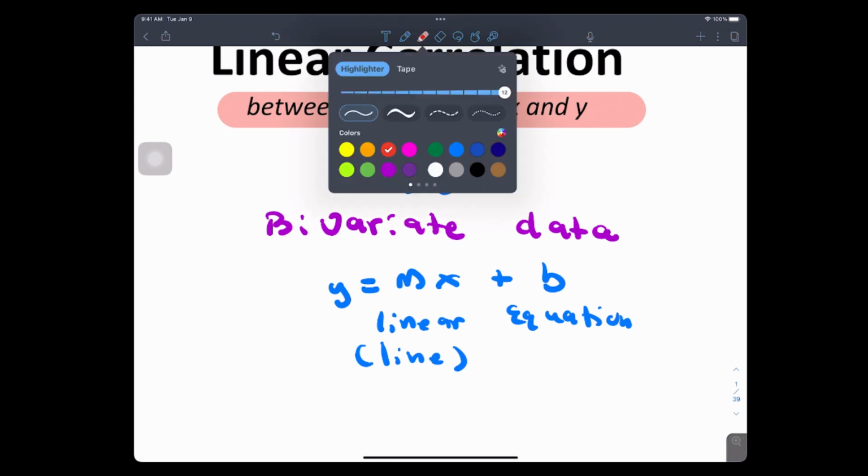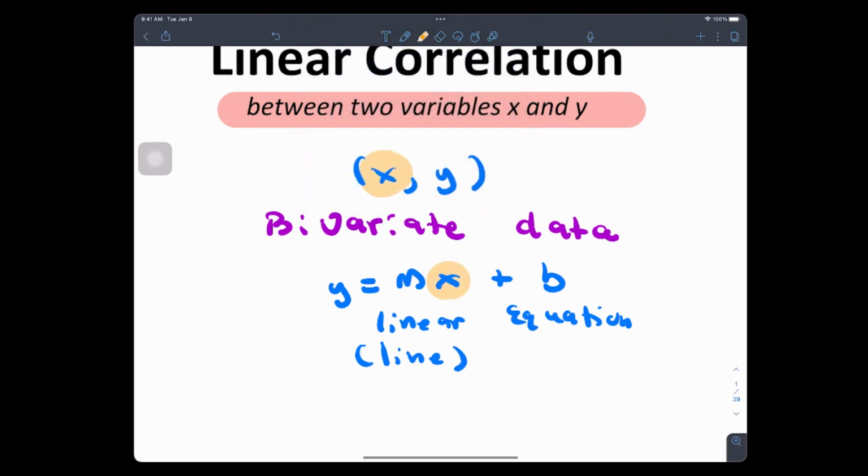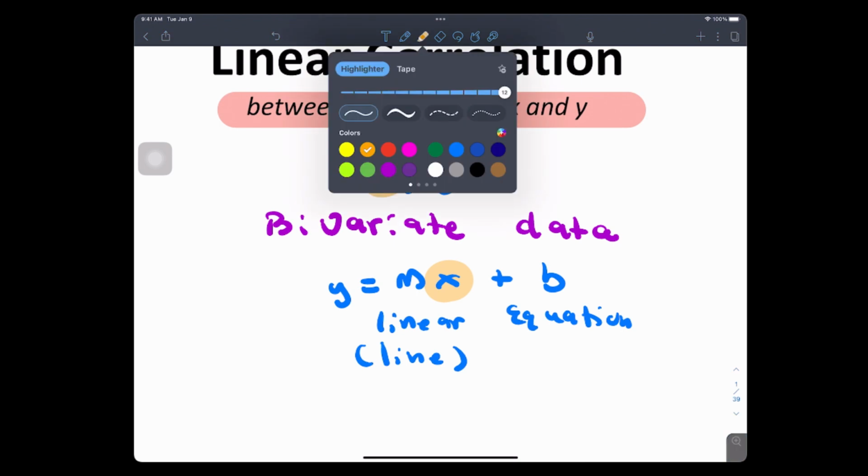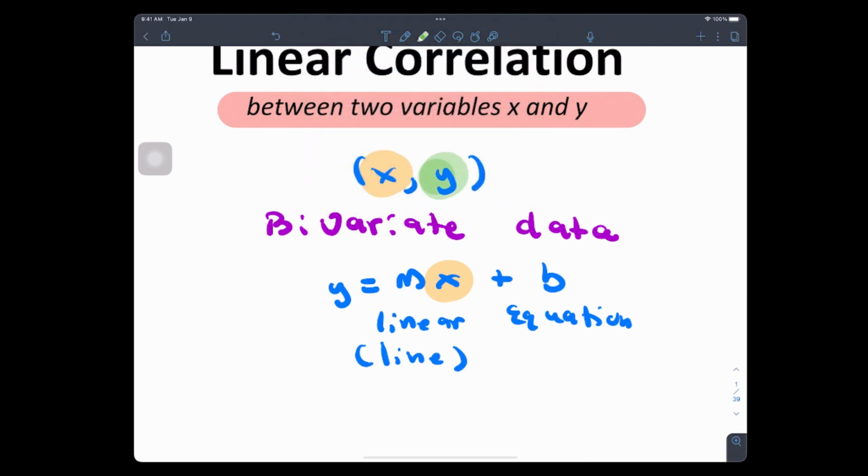So we have this X variable, and you have a Y variable. The X variable, in theory, can be controlled. So this is called the independent variable, X. X is independent. It could be controlled. Y is called the dependent variable.